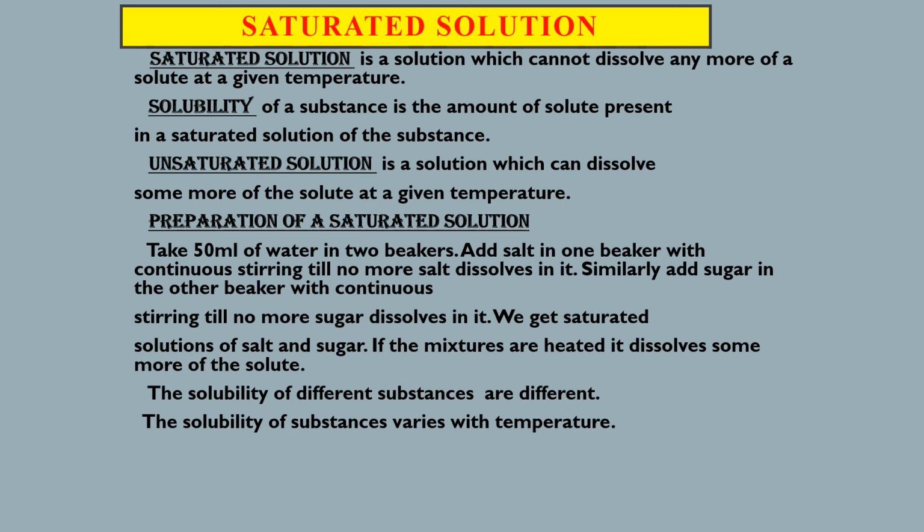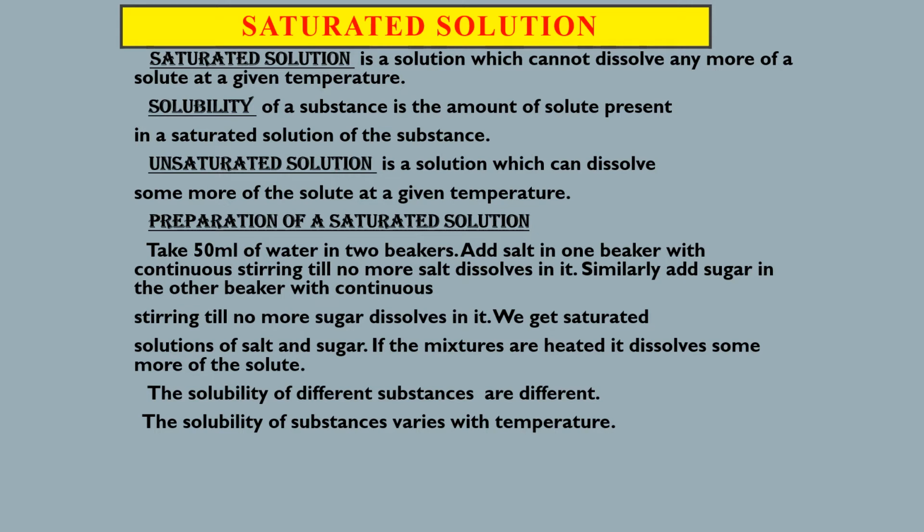We will be studying about saturated solution today and some methods of separation. What is a saturated solution? A saturated solution is a solution which cannot dissolve any more of a solute at a given temperature. It could be room temperature or a higher temperature. If you are not able to dissolve any more solute, it could be salt or sugar, at that particular temperature, then the solution is called a saturated solution.